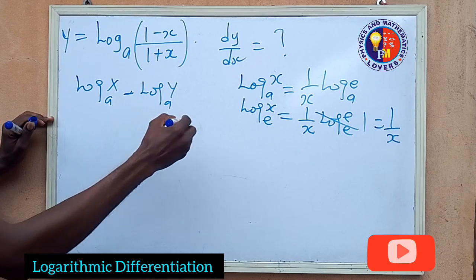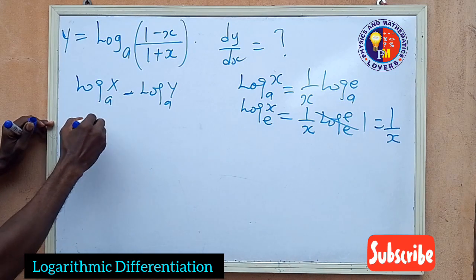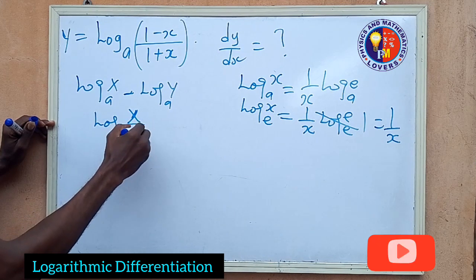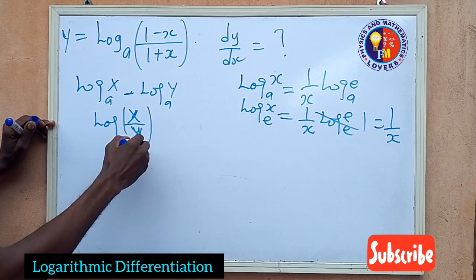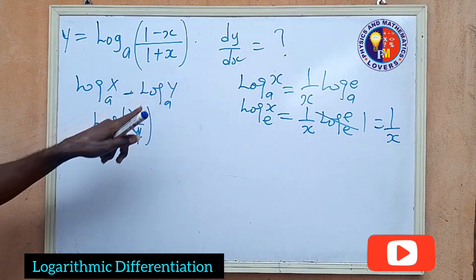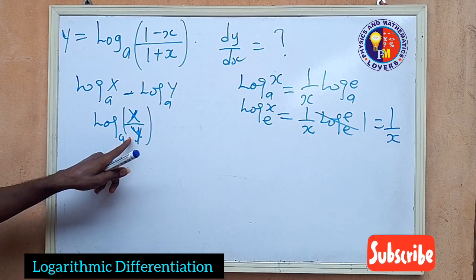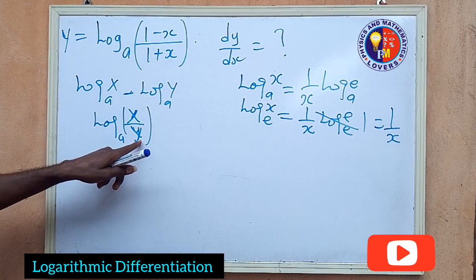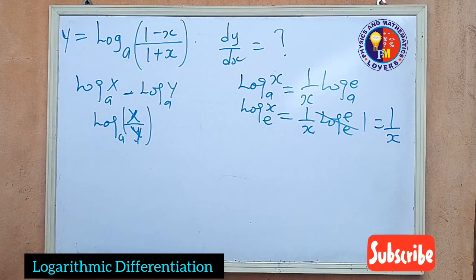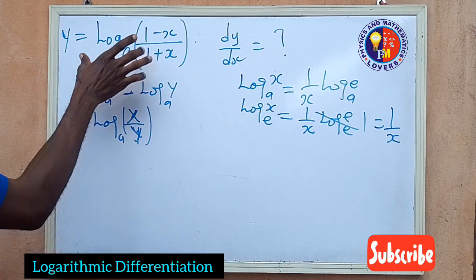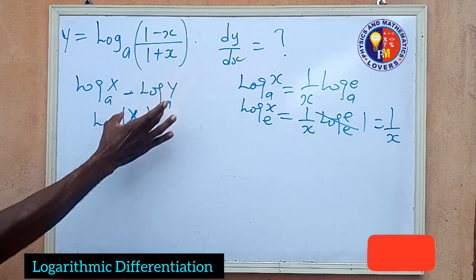it will give you what's called the quotient: log x over y to base a. Which means here we are having this kind of scenario, where this one is x, and here it represents y. So at the end of the day, we are going to express this like this, then we can now differentiate. Alright, so now let's rewrite this particular question in this form.